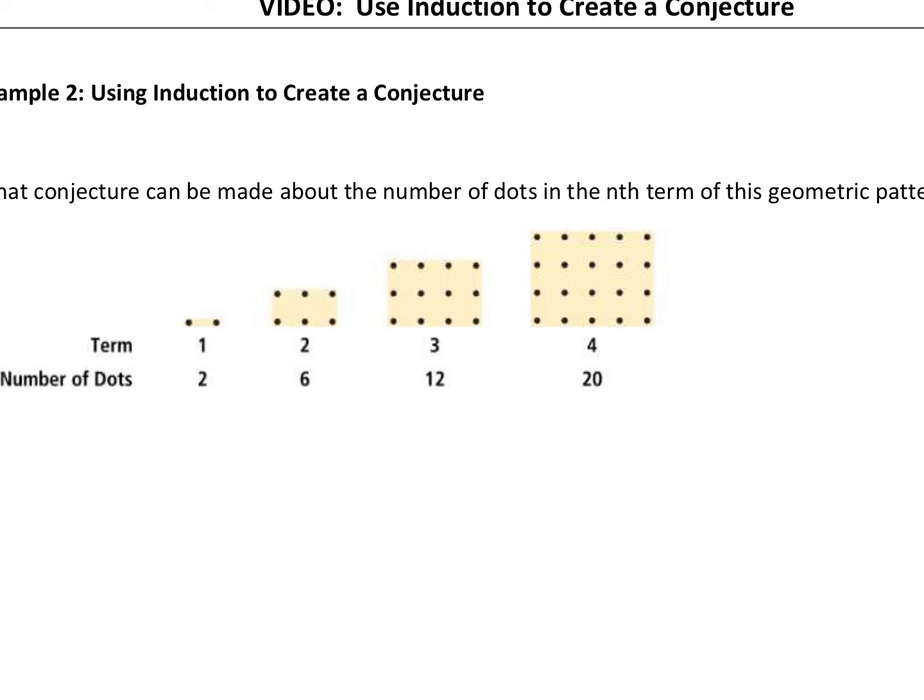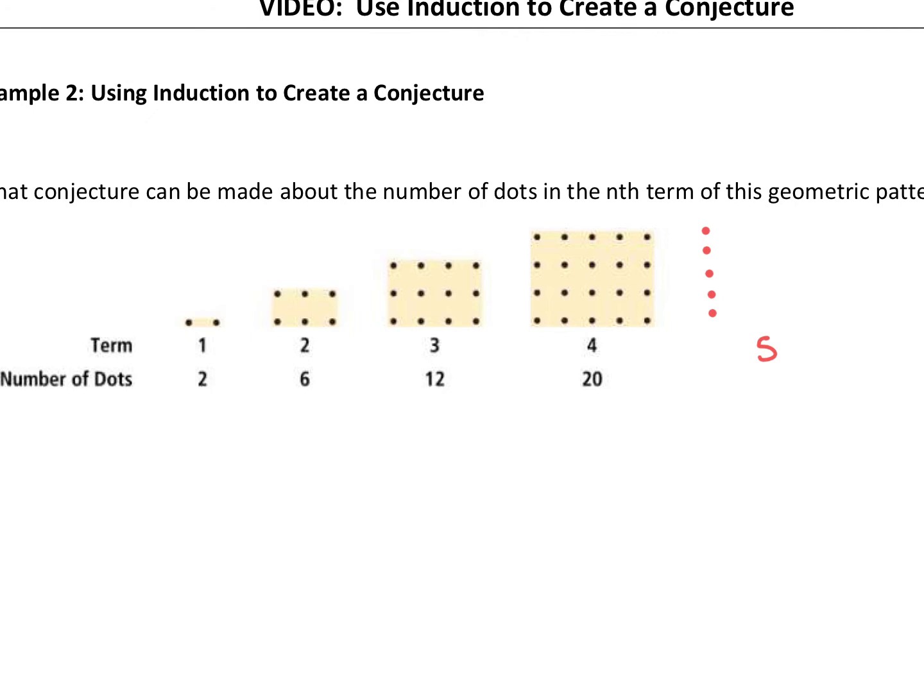Well, we have rows. Like term 1 has 1 row, term 2 has 2 rows, term 3 has 3 rows, term 4 has 4 rows. I can predict that term 5 will have 5 rows. 1, 2, 3, 4, 5.